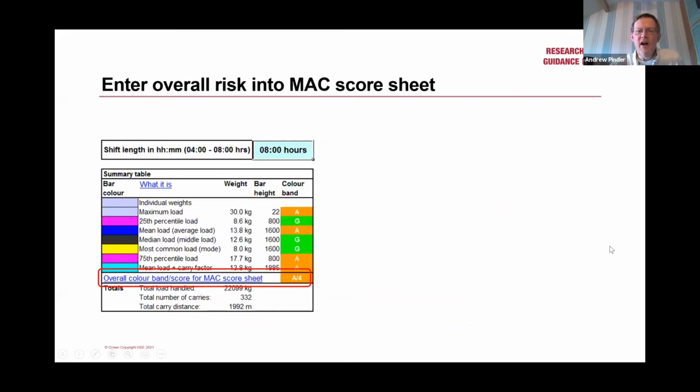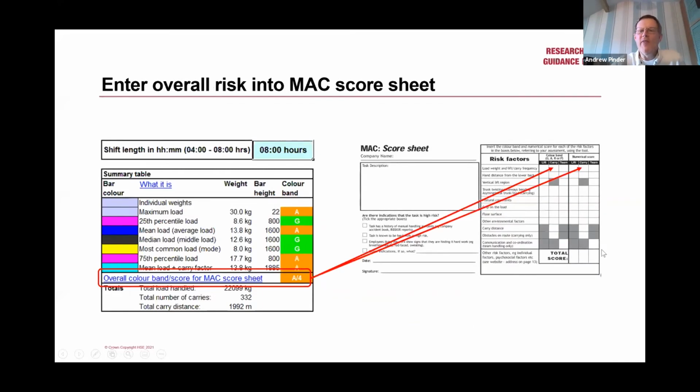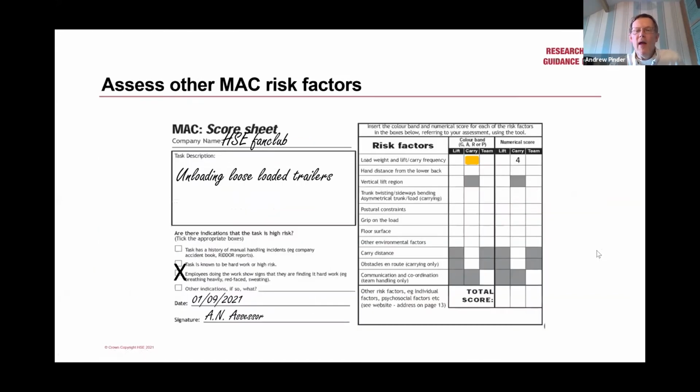And the idea then is that you can copy that into your MAC score sheet, and then carry on with addressing the other risk factors. Just realize this is the previous version of the score sheet, but the most recent version of the MAC has a slightly different version, I think.